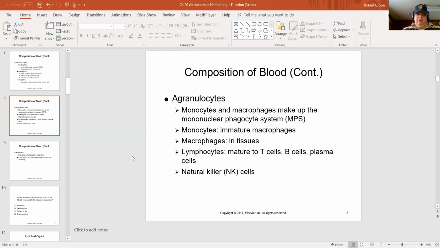And there are three types of agranulocytes: monocytes, macrophages, and lymphocytes. And also natural killer cells are part of the agranulocyte system. Again, their main function is digestion of debris, with a focus on the dead blood cells.